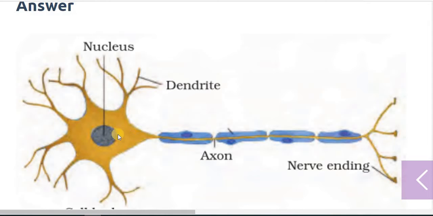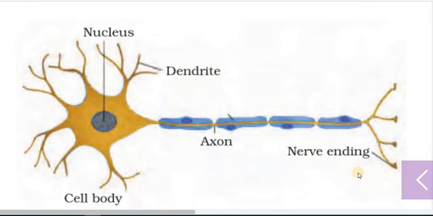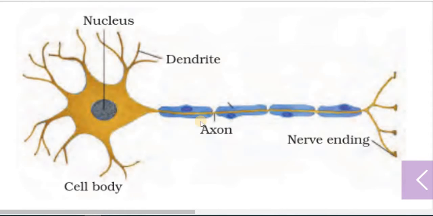Now this cell body is elongated and converted into one tube-like structure that is called the axon. And this axon terminates into the axon terminal, or you can say the nerve ending. So this is the structure of a nerve cell. Here you can see this is the neuron, or you can say the structure of a nerve cell. In that, the three main parts are there: one is the dendrite, the cell body, and the axon.